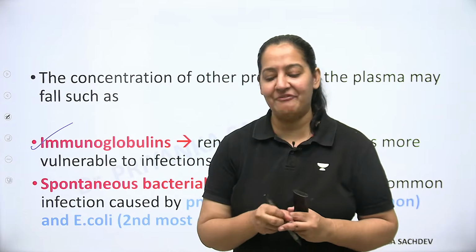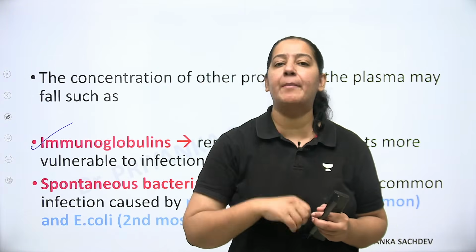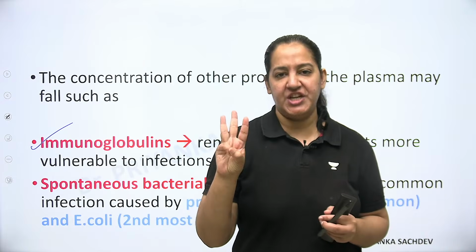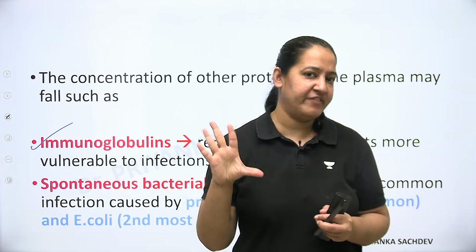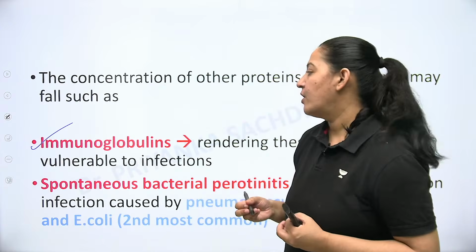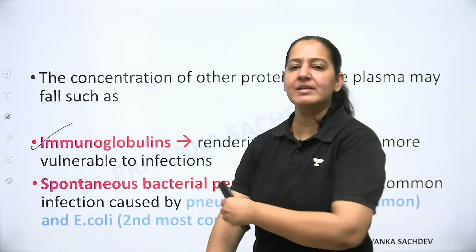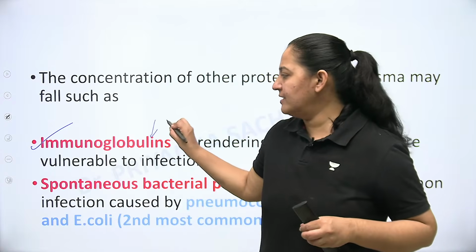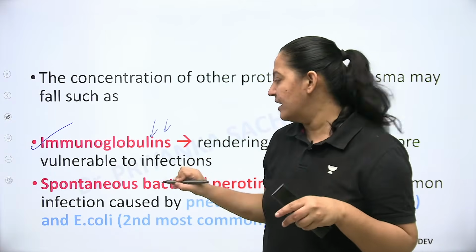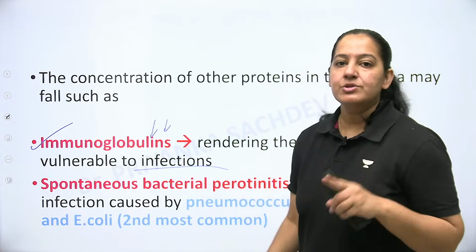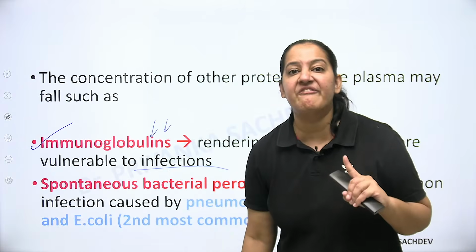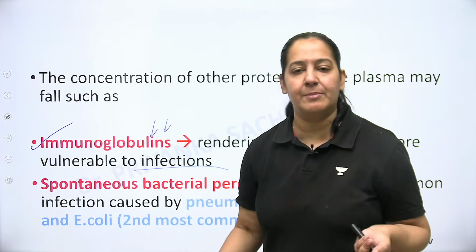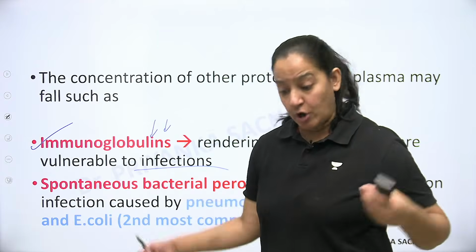Immunoglobulins are antibodies. There are 5 types of immunoglobulins in blood: IgG, IgA, IgM, IgD, IgE. They will reduce. What is the function of immunoglobulin? They give immunity, humoral immunity. If immunoglobulin is reduced because they are lost in urine, the person is susceptible to infection. So that's why a person with nephrotic syndrome is more susceptible to infection. This is the reason. Now you can correlate.